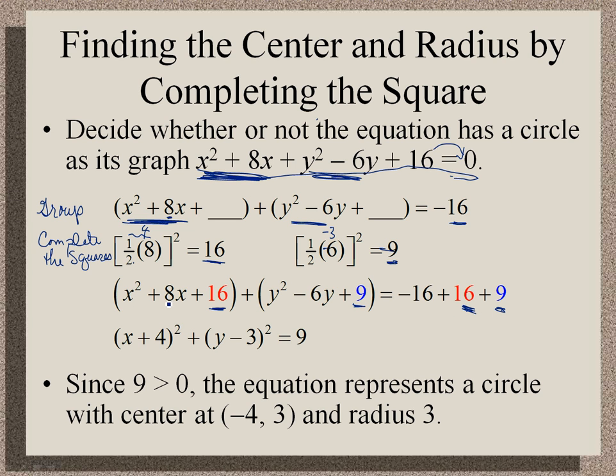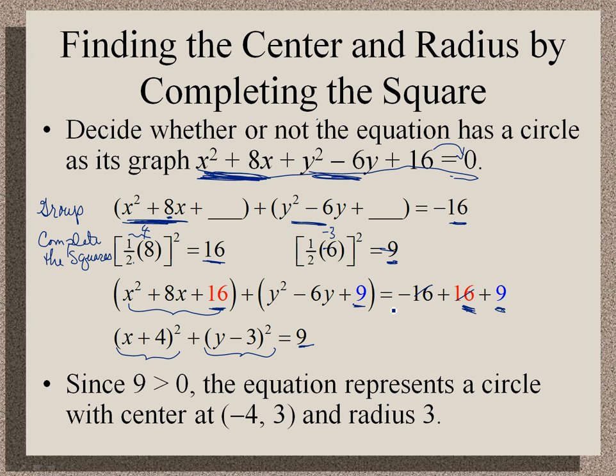When you complete the square, you'll be able to factor this trinomial into a perfect square. So x squared plus 8x plus 16 factors into (x plus 4) squared. And y squared minus 6y plus 9 factors into (y minus 3) squared. On the right side, you can combine these three terms. In this case, the 16s cancel each other out, and you're left with 9.